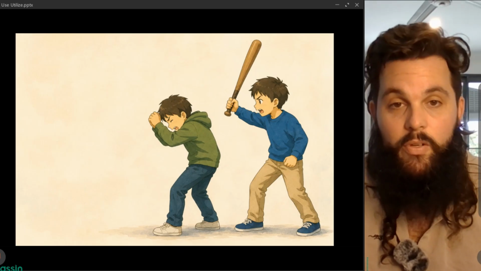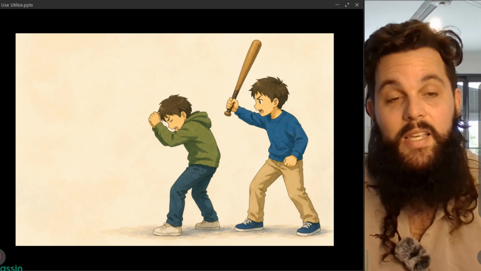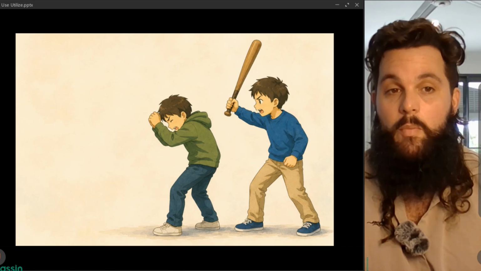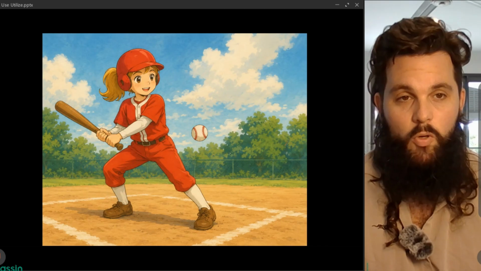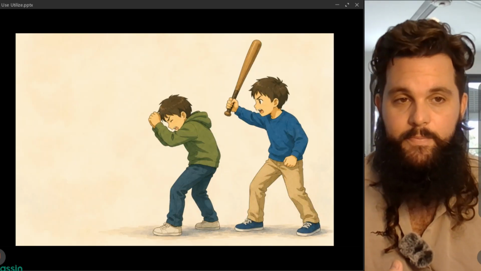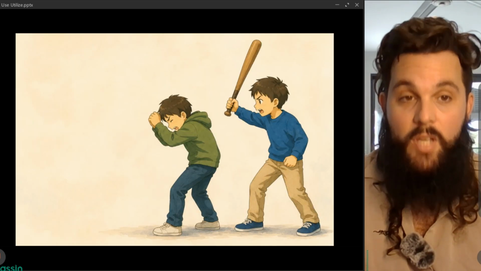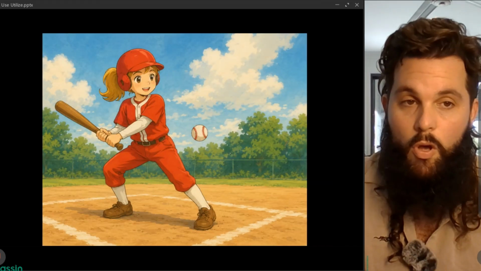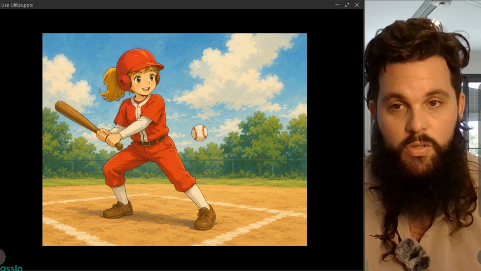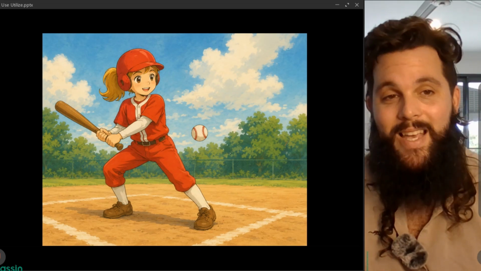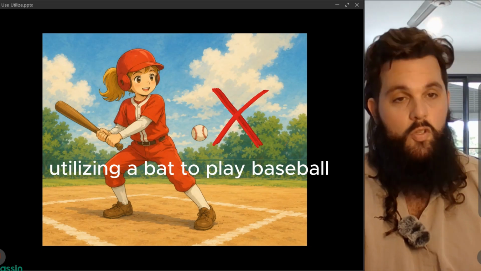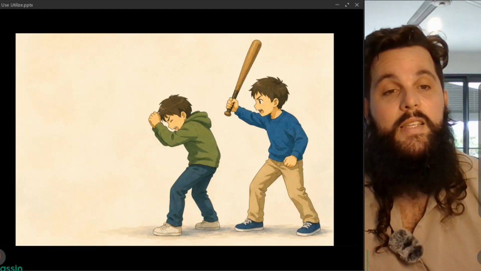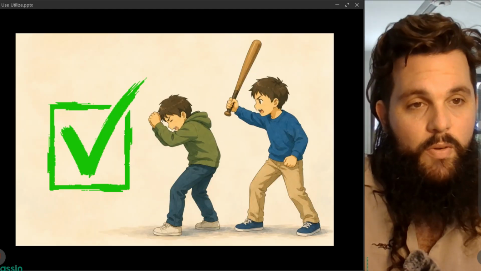In this picture, the boy's holding a bat, and he's hitting his friend with the bat. Now, what's the intended purpose of a bat? Well, it's to play baseball. So is he using the bat? Yes. Is he utilizing it? Also, yes. Now, is she utilizing the bat to play baseball? No. The intended use of a baseball bat is to play baseball. So saying that she's utilizing a baseball bat to play baseball sounds unnatural in English. But saying he utilized a bat to hit the boy, that's correct.